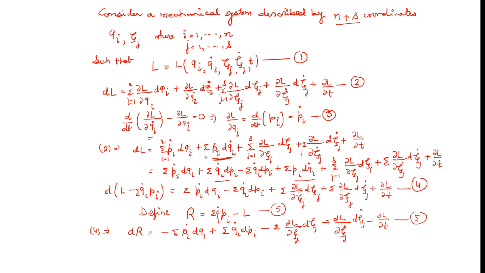Now we define Routhian as a function. This is Routhian in terms of Lagrangian. So I'll define Routhian as a function of qi, pi, zeta j, and zeta j dot, in time.